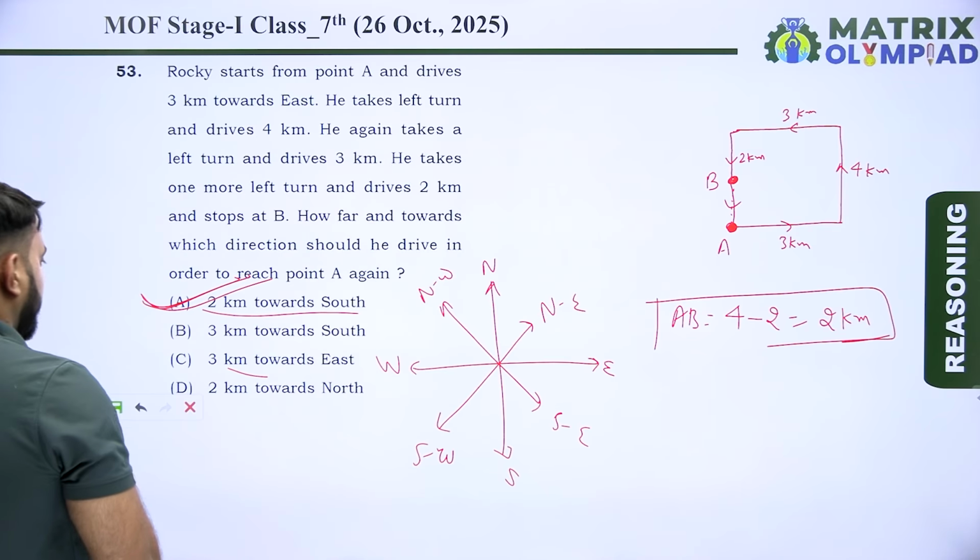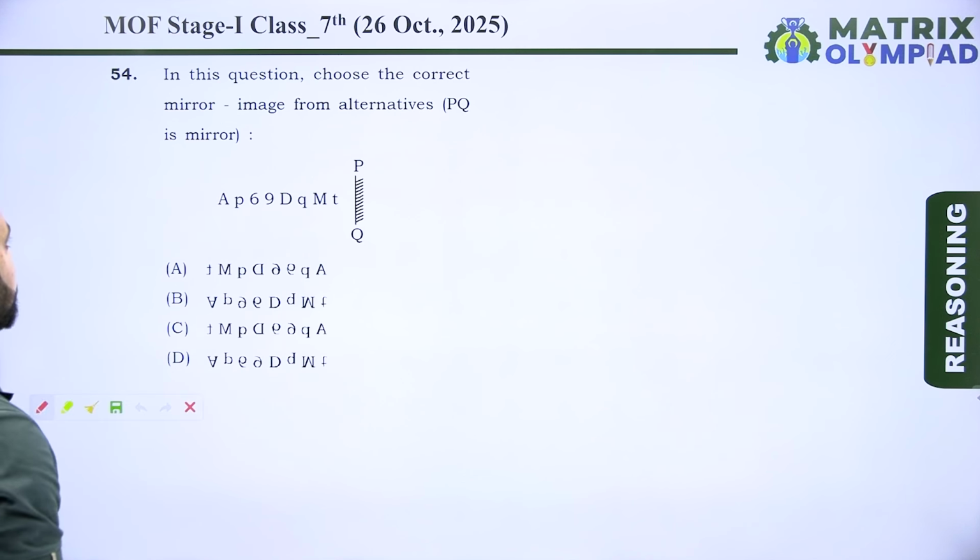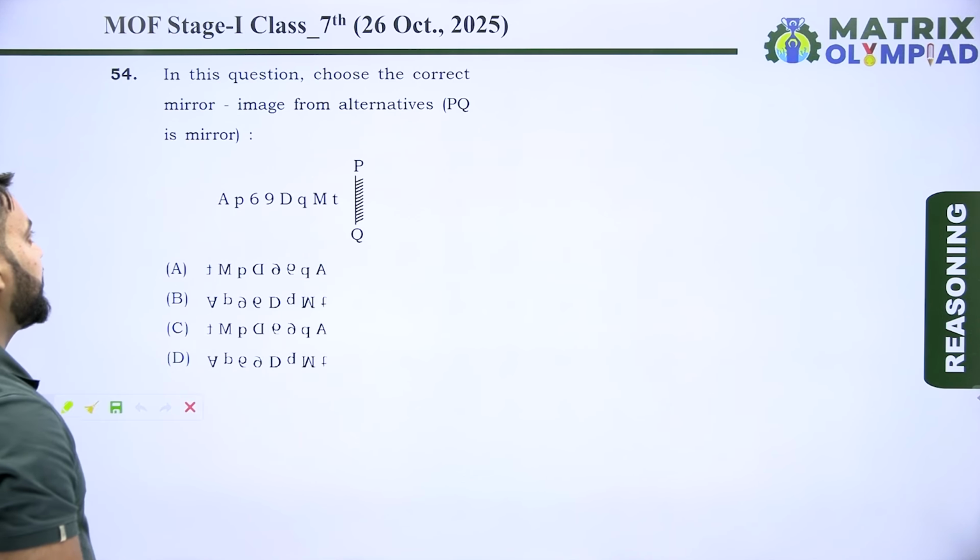Let's move on to the next question. So now the next question is question number 54. In this question, choose the correct mirror image of the given figure from the alternatives.